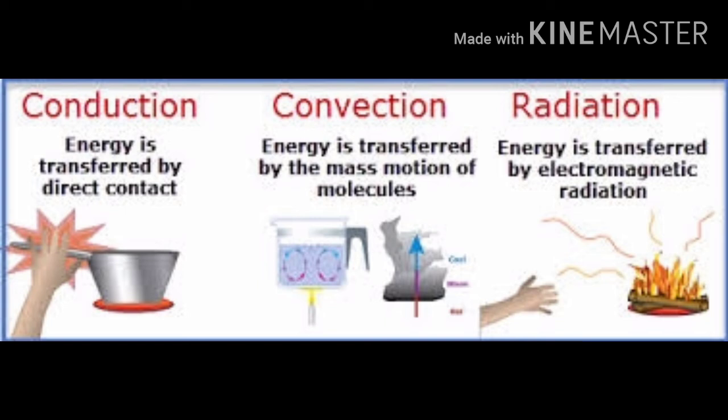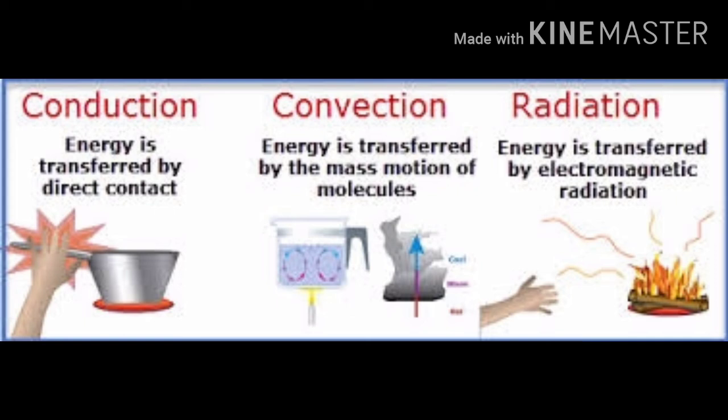The second difference is that the conduction process is very slow, because the heat travels in one direction, by the vibration of the molecules. In convection, the heat transfers by the movement of the molecules, which is also very slow. In case of radiation, the energy is transferred by electromagnetic radiation and the heat energy travels in all directions. So the radiation process is fast compared to conduction and convection.